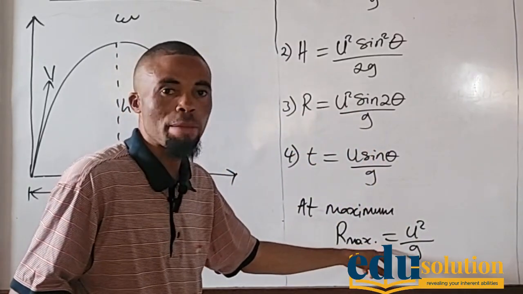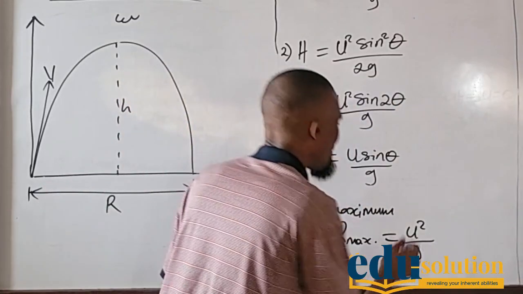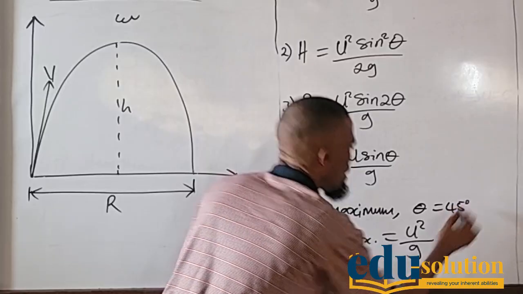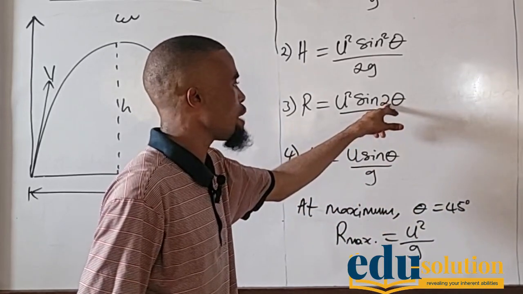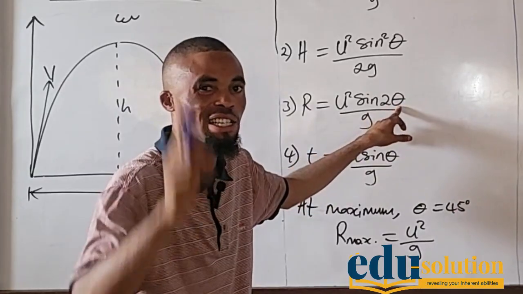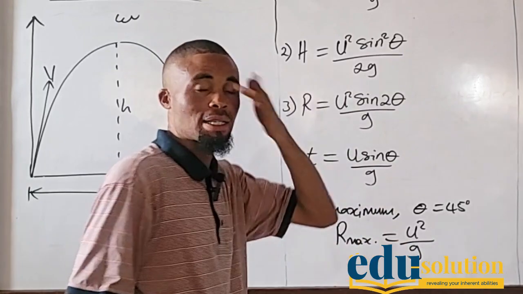It is maximum here because theta in this place is 45. So at maximum, theta is equal to 45 degrees. And if theta is 45 degrees, if we put it into this value, we are going to have 90. 2 times 45 is going to give us 90, and sine 90 is 1. 1 multiplied by this, you have u squared again. So you can see this and this are both the same thing.